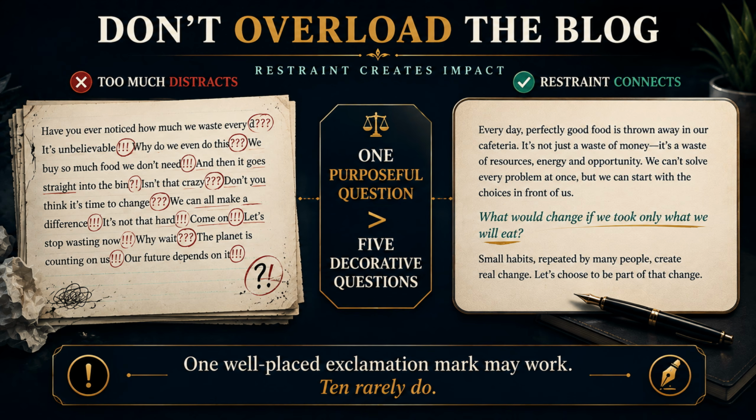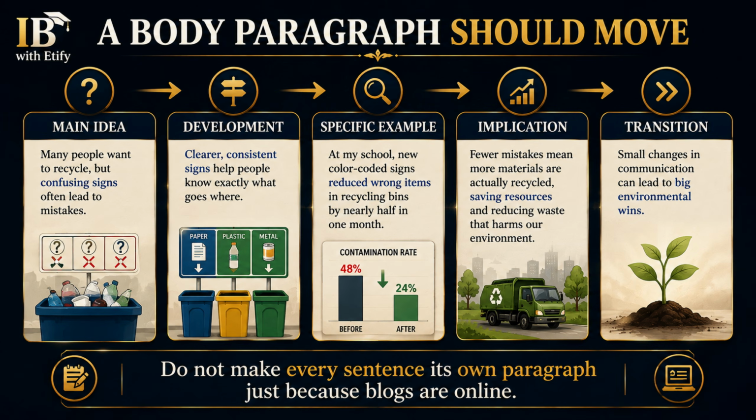The same applies to exclamation marks. One well-placed exclamation mark may suit an enthusiastic travel or lifestyle blog. 10 of them will rarely improve your mark. Another area to control carefully is paragraphing. Blogs often use relatively short paragraphs because they are designed for online reading. In an examination, however, do not reduce every sentence to its own paragraph merely to imitate a website. Your paragraphs should still represent developed units of thought.